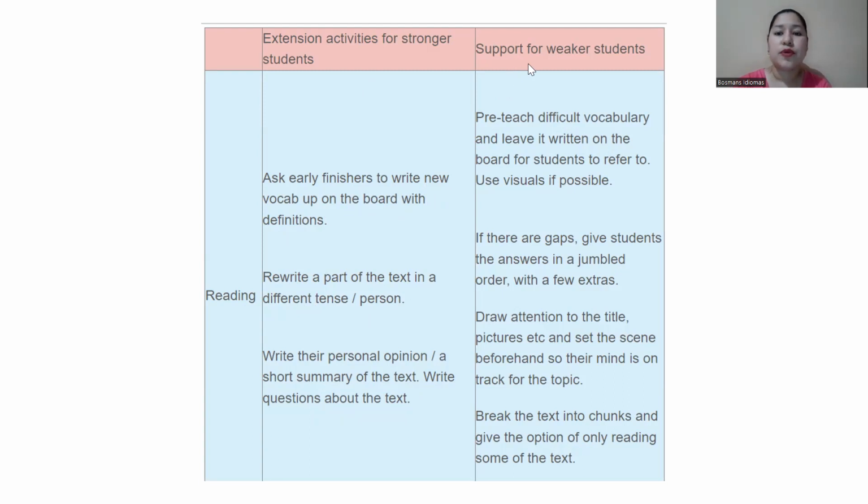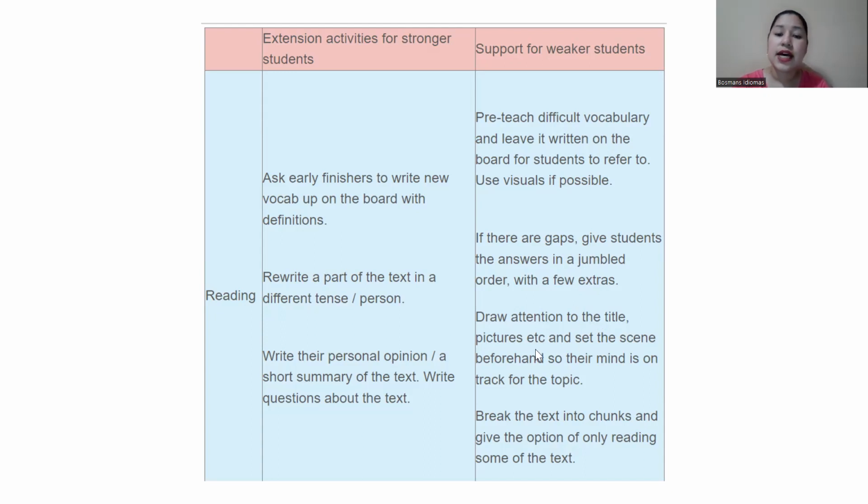Then we have the support for the weaker students. Pre-teach difficult vocabulary and leave it written on the board for students to refer to, use visuals if possible. If there are gaps, give students the answers in a jumbled order with a few extras.